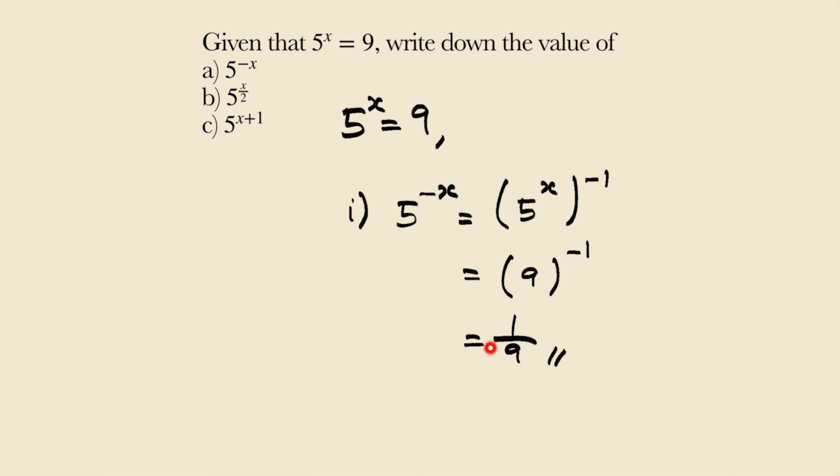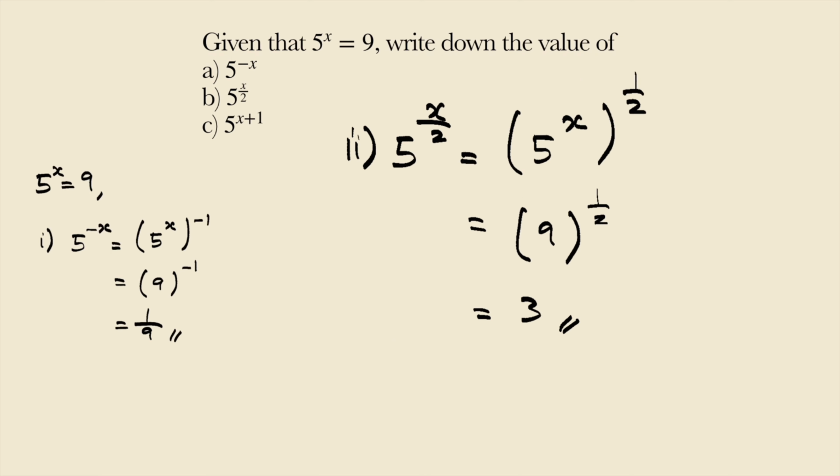It's 1 over 9. That's it. Okay, so here we have got this. Well, I want to write it as 5 power x, you see, so that I can sub 9 in there, right? So what is x over 2? Really, it is just 5 power x, raised to the power half. Remember, when you do this, you multiply the indices together to get x over 2, right?